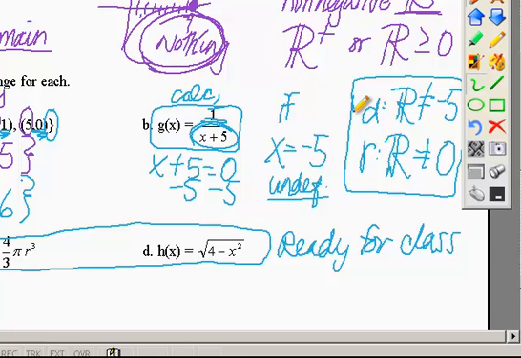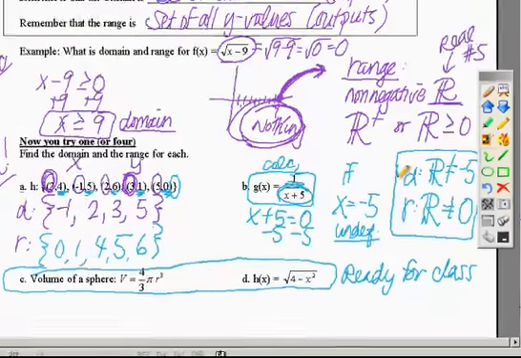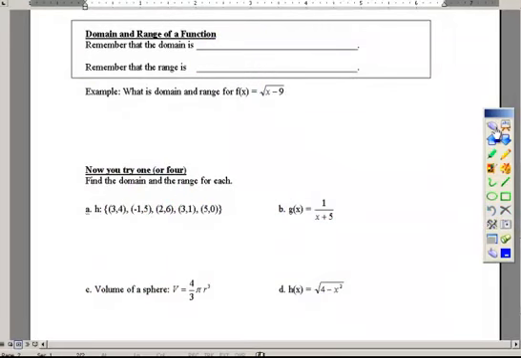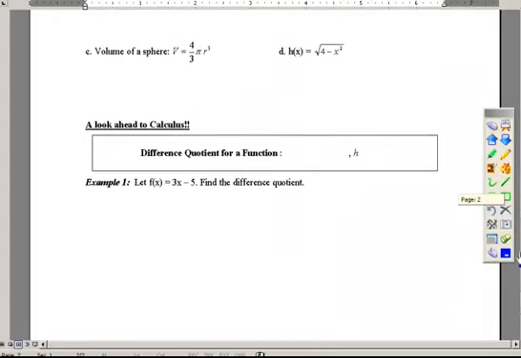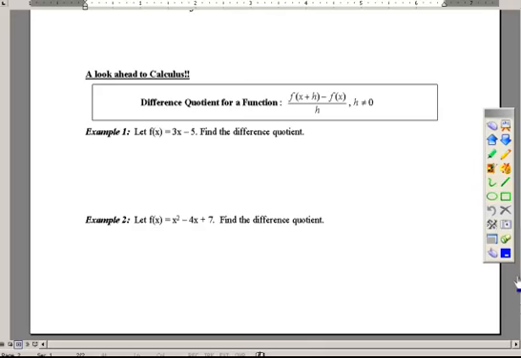So far we've covered function notation, piecewise functions, and domain and range. The last topic is an introduction to calculus. So we're going to move our way down there. And this one is called the difference quotient. We give you the formula, okay?